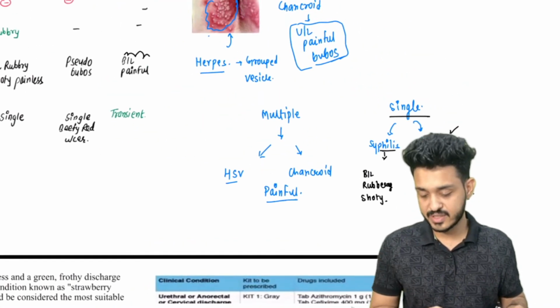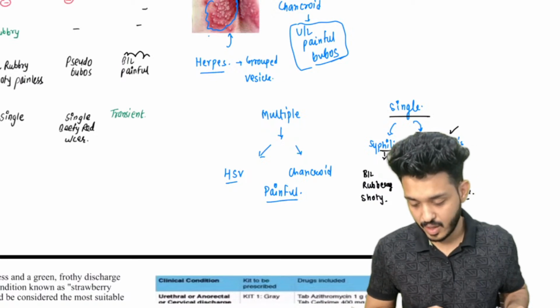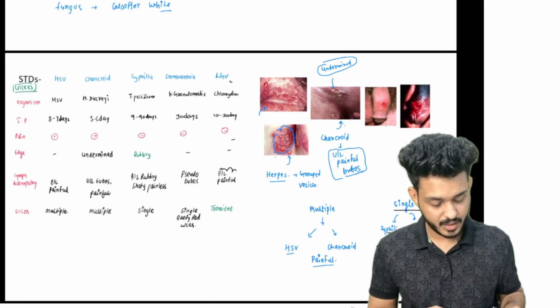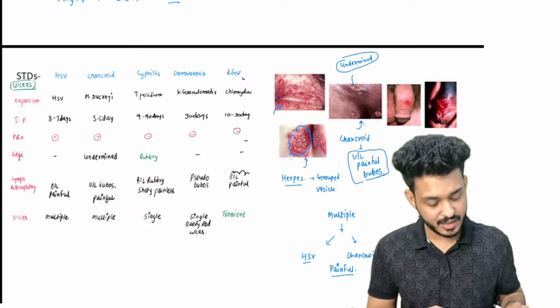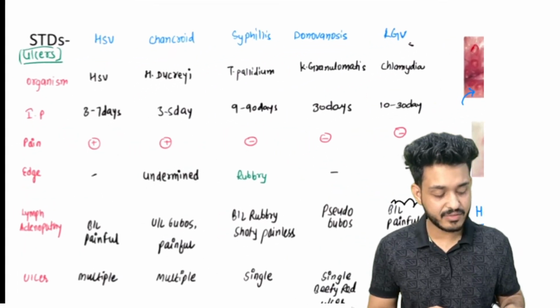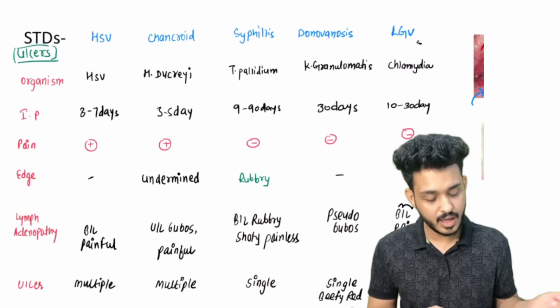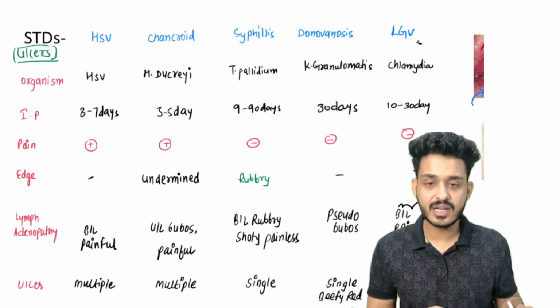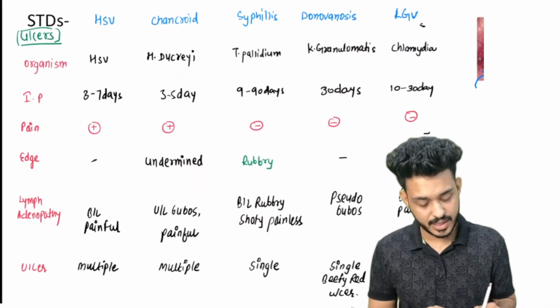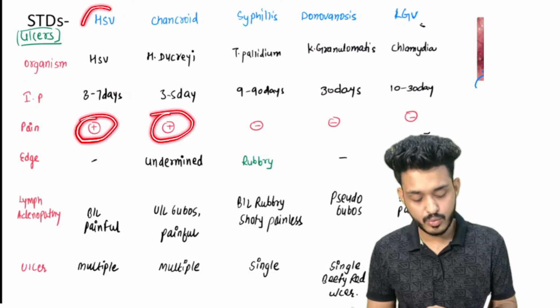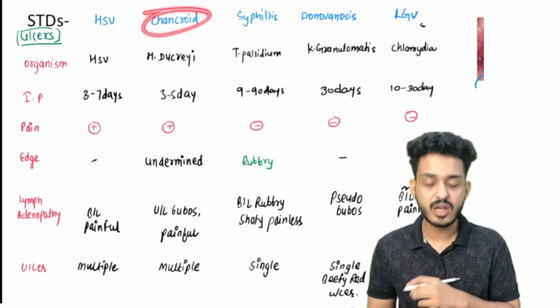How many types of syphilis do you know? Try to answer, guys. So this is how we are differentiating. Basically we have 5 types of ulcer. First of all, we need to identify whether the ulcer is painful or painless. The painful ulcers are 2. First one is herpes, second one is chancroid.